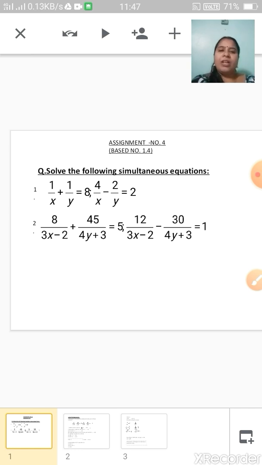Similarly, the second one, I'll just read out for you if it is not clear. 8 upon 3x minus 2 plus 45 upon 4y plus 3 is equal to 5. Equation 1. Same way, 12 upon 3x minus 2 minus 30 upon 4y plus 3 is equal to 1. This is equation 2. Now purposely I have taken quite bigger numbers as you can see in the numerator. Now you think how the LCM has to be taken and the coefficients have to be equated. So I hope you will be able to do this.